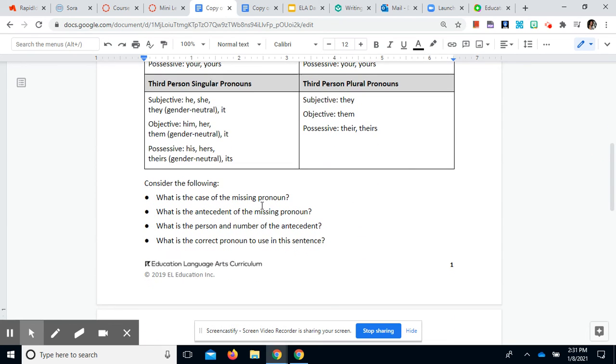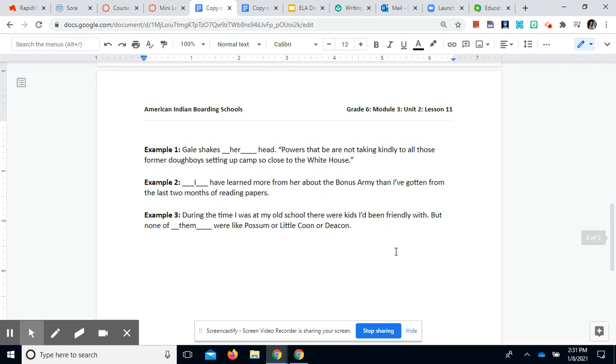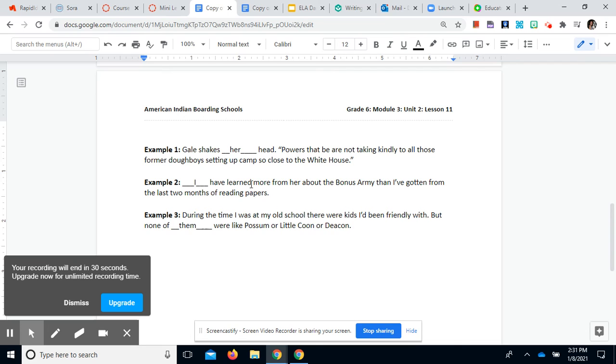Questions to ask as you are trying to identify the correct pronoun to fill the blank. And then we worked through these examples. Gail shakes her head. We had to remember that Gail was a female from chapter 29. The head belongs to Gail. It is her head. Example 2, I have learned more from her about the bonus army than I've gotten from the last 2 months of reading the paper.